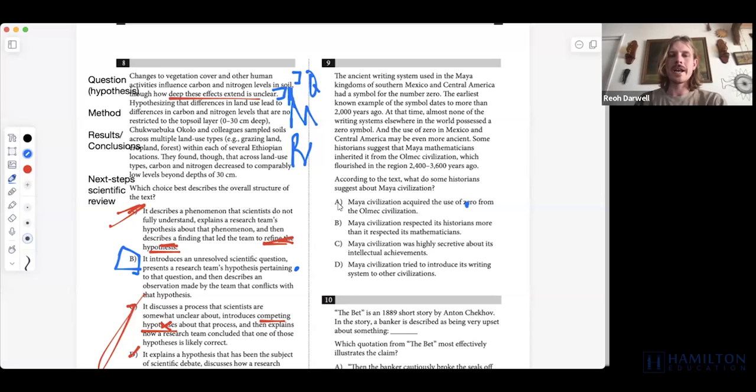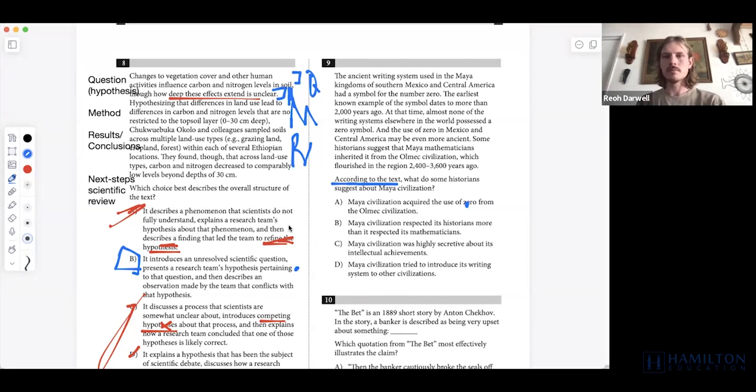With question 9, I want to show us something just to start off with here, where we see "according to the text." That means we have a detail question, right? A detail question means that our answer is going to be nearly verbatim in the text. All right, so what do some historians suggest about Maya civilization?